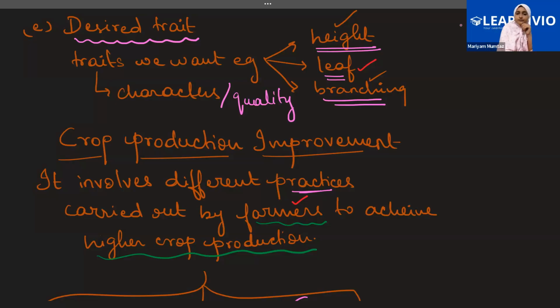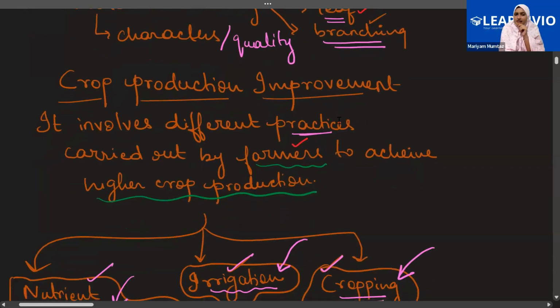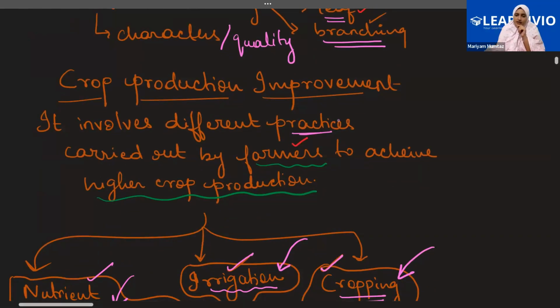Now let us see crop production improvement. What is it? It involves different practices carried out by farmers to achieve higher crop production. Students, first of all, tell me, do you understand the meaning of higher crop production? Yes, more yield. What is the meaning of higher crop production? Ma'am, higher yield. Higher yield of what? Ma'am, of any crop.